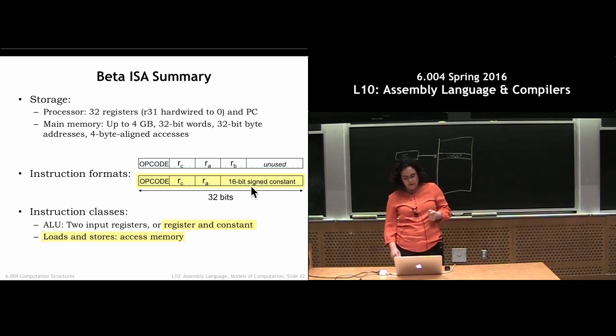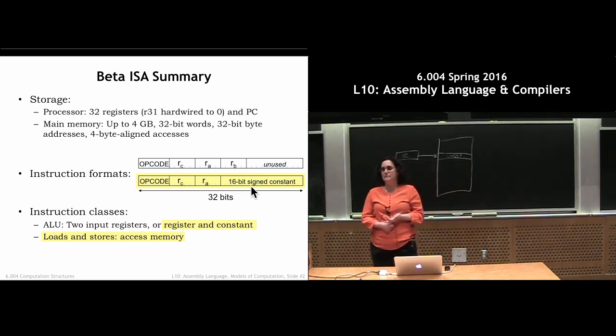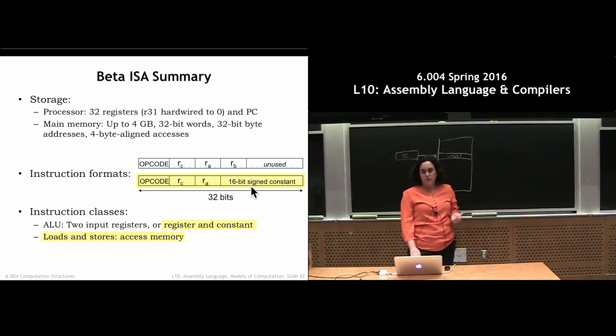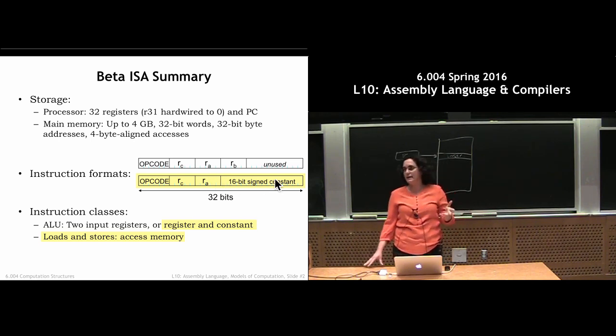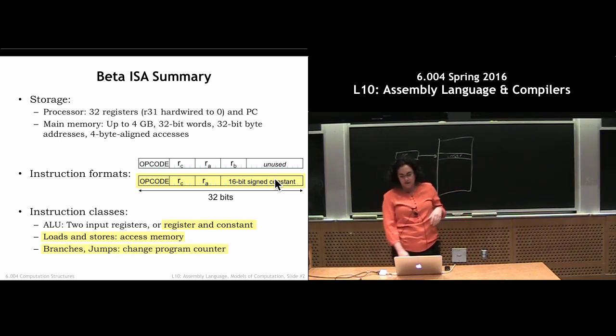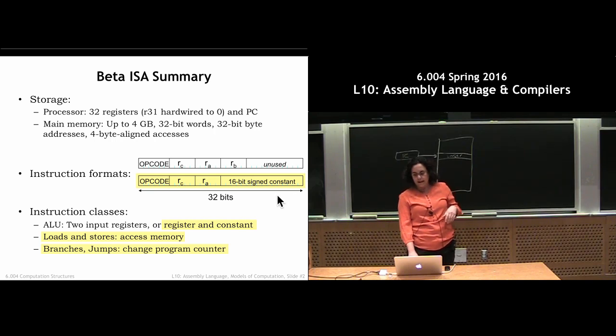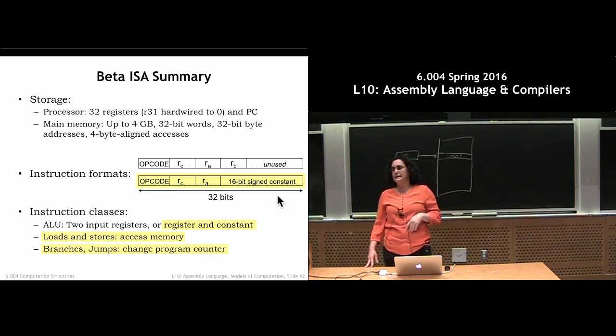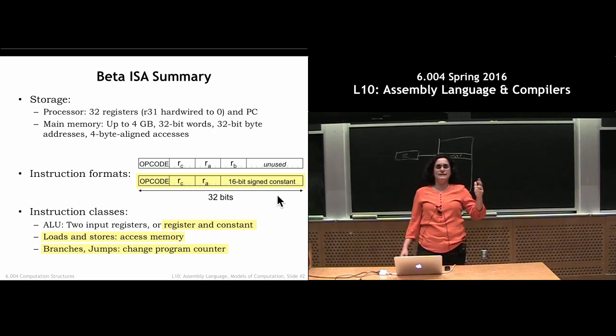Then we have loads and stores, which allow us to access memory. Their format is also this yellow format, except that in this case the constant is used for something else: the value of RA plus this constant is used to generate the address of the location in memory that you're trying to access. Finally, we have branches and jumps, which also follow this yellow format. In this case, what's stored in the constant is the offset, which lets us know how far we are from our branch target.